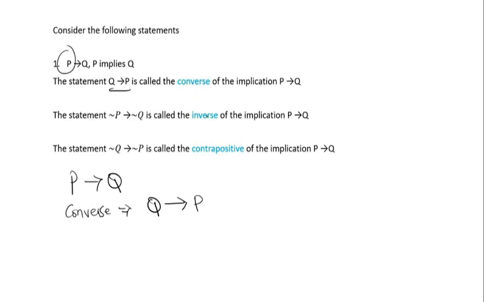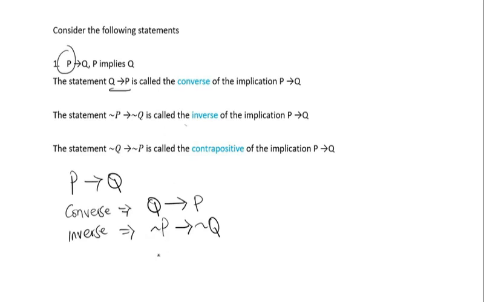Now the inverse of the statement P implies Q will be the negation of the original statements. Sorry, the negation of just the original statement will be the inverse of the implication P implies Q. So the inverse of an implication is what? Negation of P implies negation of Q. That is the inverse of the original statements.